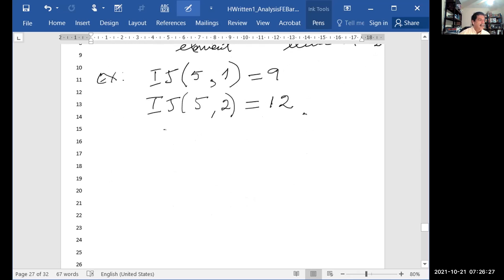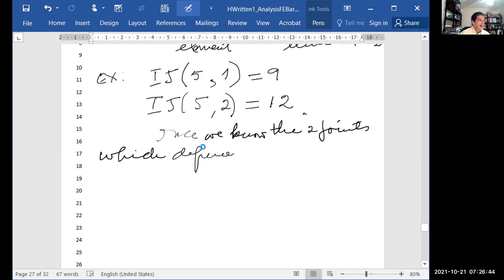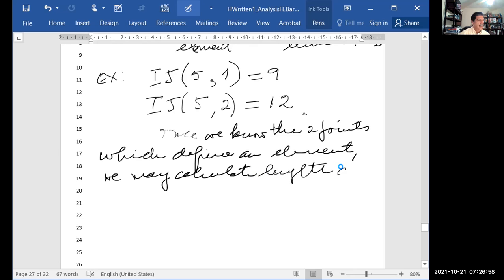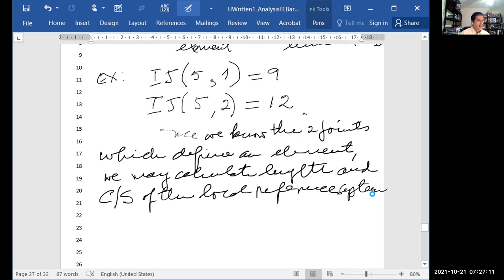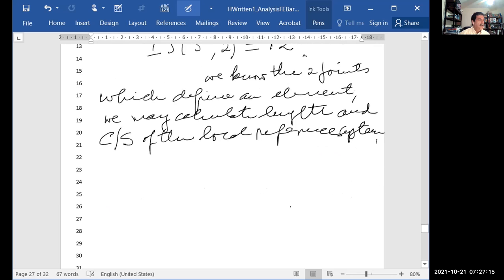Continue with this example, right? Once we know the two joints which define an element, we may calculate length and cosine and sine of the local reference system. Now, that's just pure geometry.